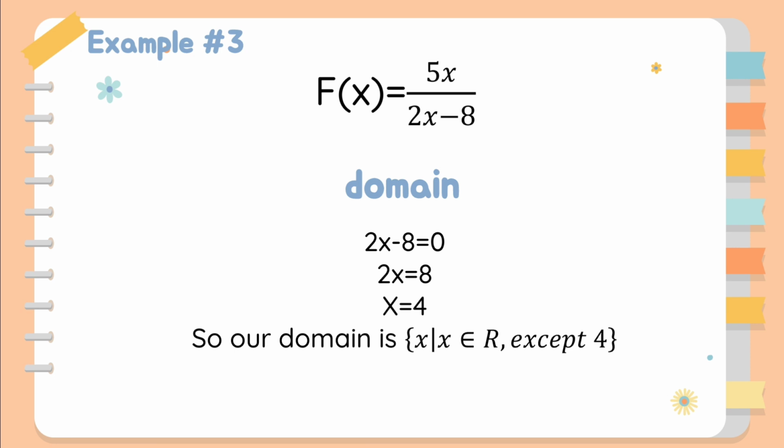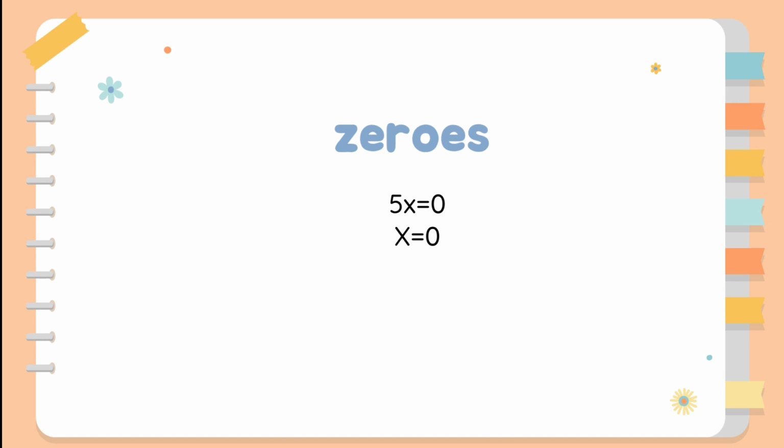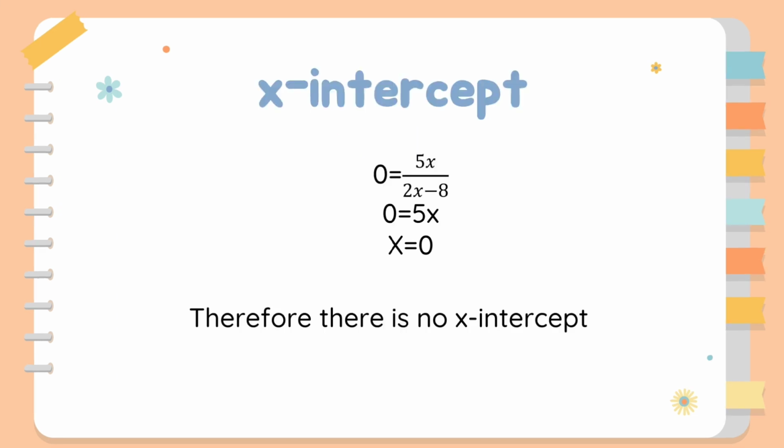The domain: 2x minus 8 equals 0, 2x equals 8, x equals 4. So our domain is all real numbers except 4. Zeros: 5x equals 0, x equals 0. And x-intercept: 0 equals 5x over 2x minus 8, 0 equals 5x, x equals 0.